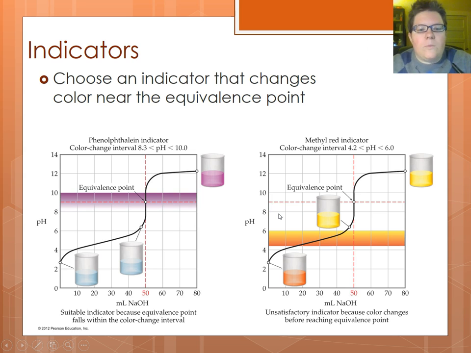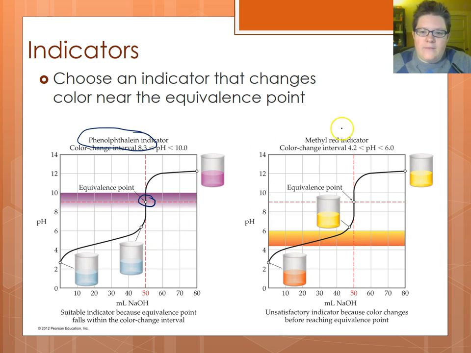All right, so the question is, how do you do this in real life? And we've done this in the lab before, where we added an indicator. And the indicator that we used last year was phenolphthalein. The reason we used phenolphthalein is because we were doing a strong acid, strong base titration. And phenolphthalein changes at around a pH of 8. And so if you're looking at this equation, this one has an equivalence point of around 9. And so phenolphthalein was chosen because it changes color right at the equivalence point.